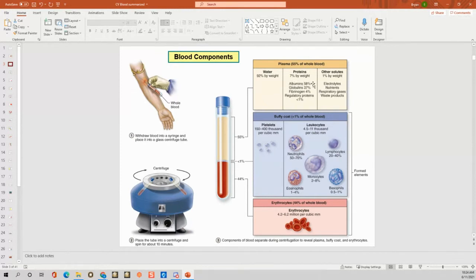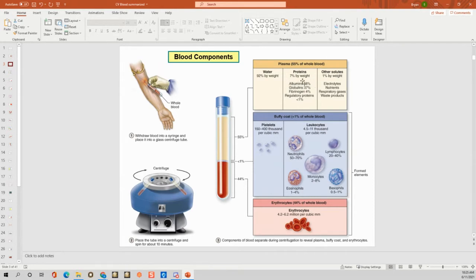Albumins are your primary osmotic regulator of your blood. Remember what osmosis is? Water is moving towards particles. And I'll teach you more about this in class, but literally, particles equals party. So where does water want to be? Where the party's at. So wherever there's more particles, water wants to go there.